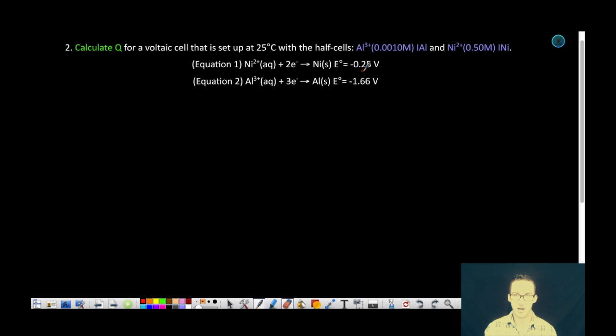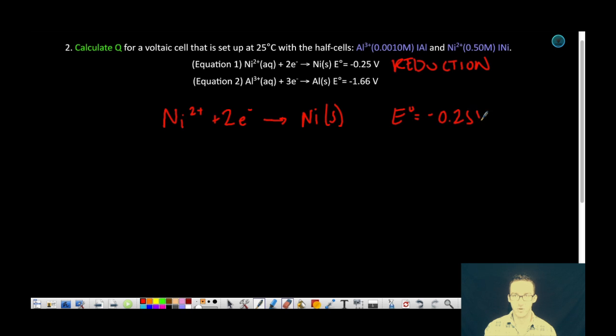we're going to take a quick peek at our standard reduction values to see which one is the most positive, to understand which one is going to be the reduction half reaction. In this case, we're going to have reduction occurring here, again, because we have a larger reduction potential. So as we set this up, we're going to keep that reaction as written. And this reduction potential value for that half cell is negative 0.25 volts.